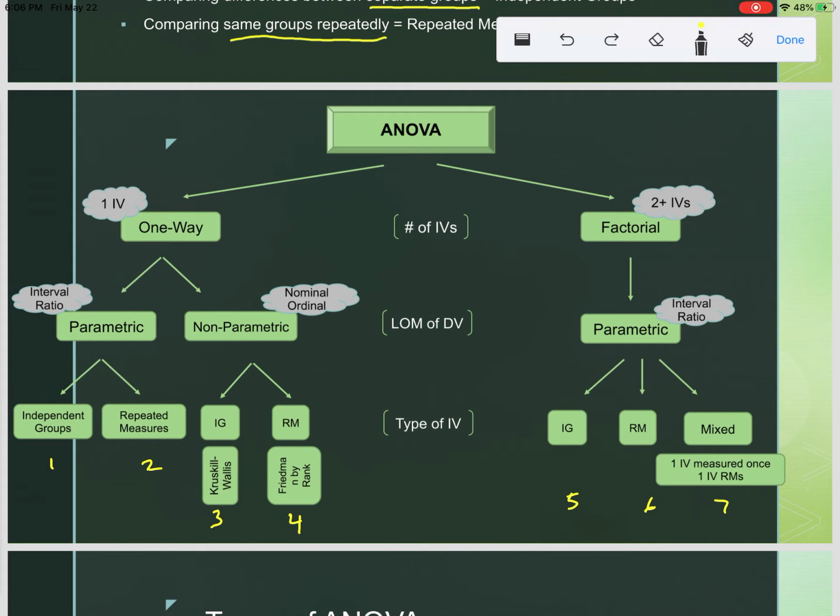This is how you can ask yourself a series of questions, and they're in order. You want to ask yourself first, how many independent variables are there? 1 independent variable, I'm going to go to the left and do a one-way ANOVA. 2 or more independent variables, I'm going to go into factorial land. Then you ask yourself the level of measurement of the dependent variable. And lastly, type of independent variable, either independent groups or repeated measures. You'll see that there's an additional one under the factorial.